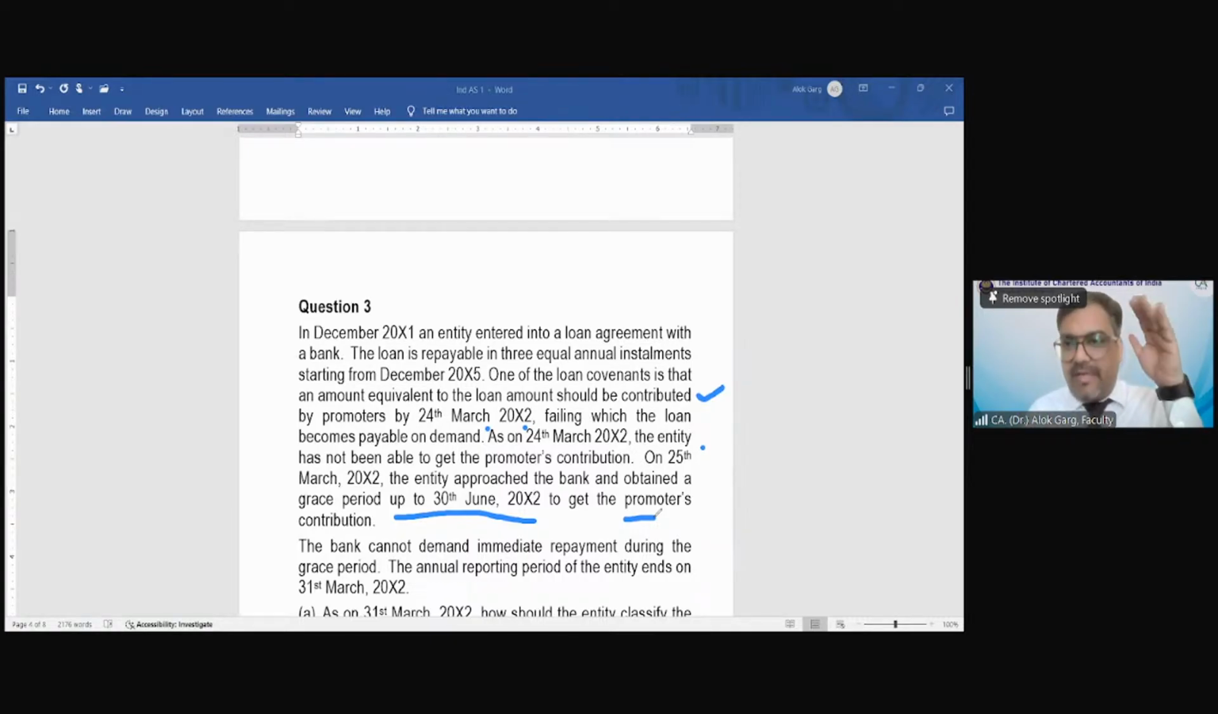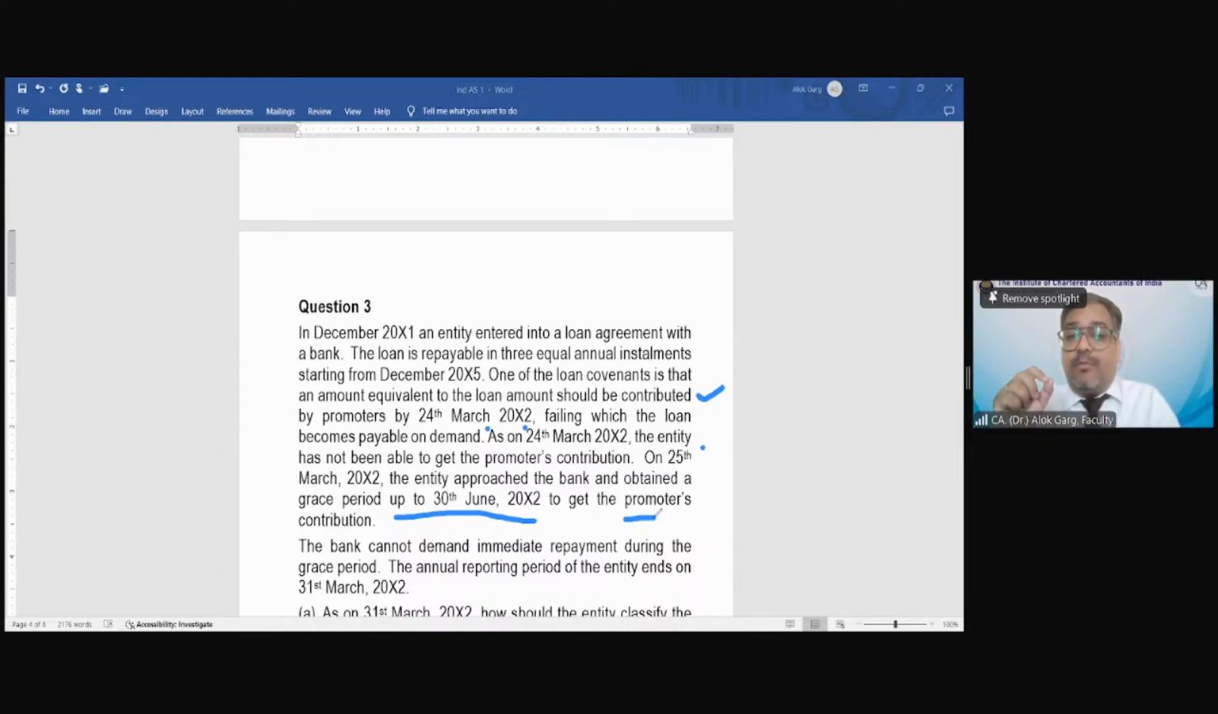The loan was taken in December 20x1. There was a condition of the bank that the promoter has to contribute the equivalent amount into the company, right? The installment was to start from December 20x5 after 4 years. Okay. As per the agreement with the bank, as per the condition of the bank loan, the promoter has not contributed any money. Okay, the promoter has not contributed any money.